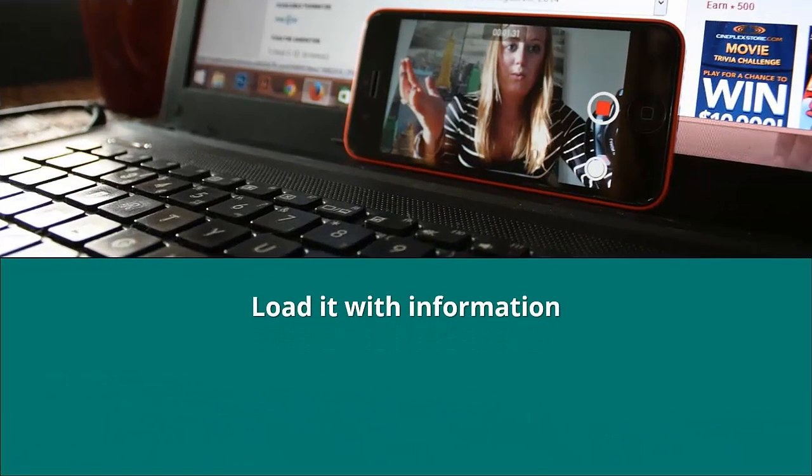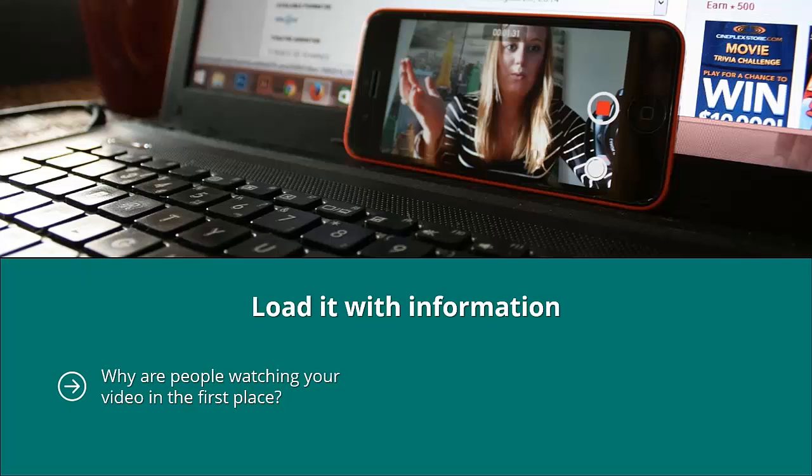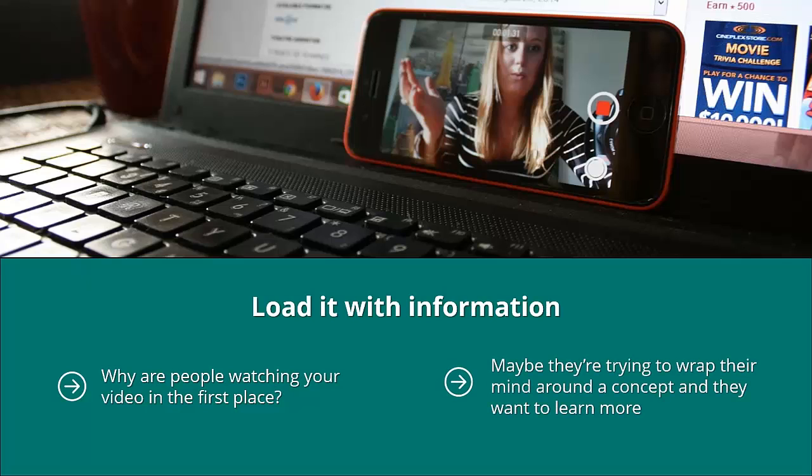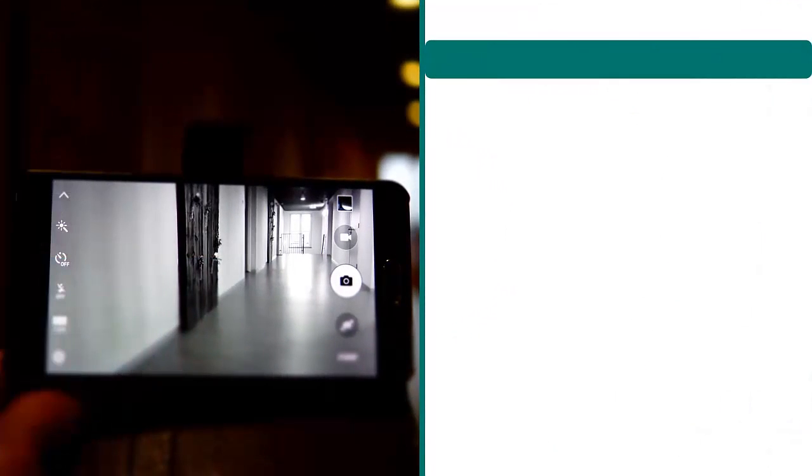Load it with information. Why are people watching your video in the first place? They want to learn something. Maybe they have a problem and they're trying to solve it. Maybe they're trying to wrap their mind around a concept and they want to learn more. Pack your video with more information than your competitors. Make it easier to understand.